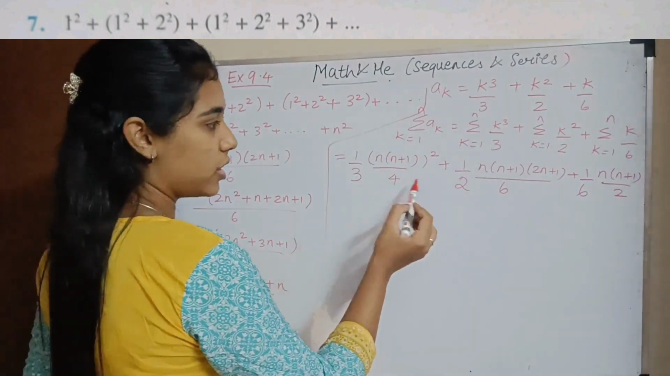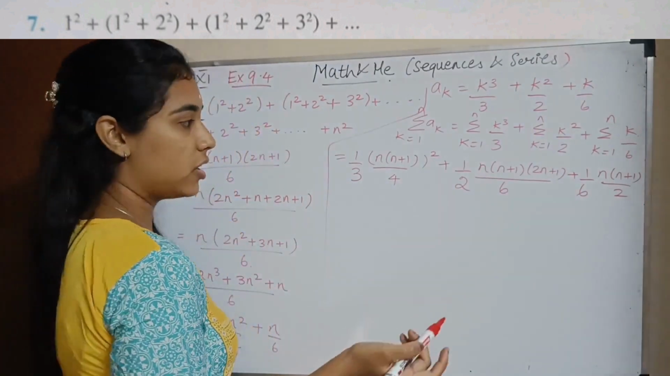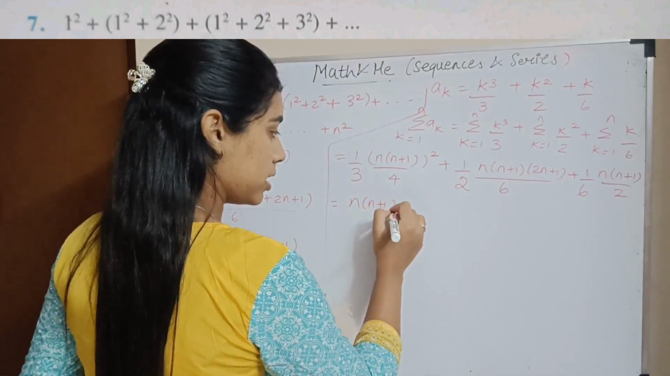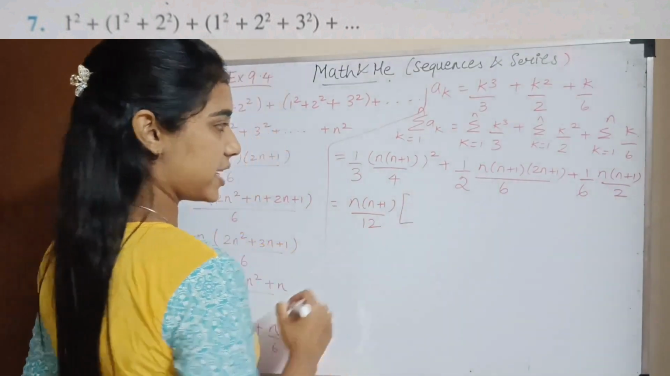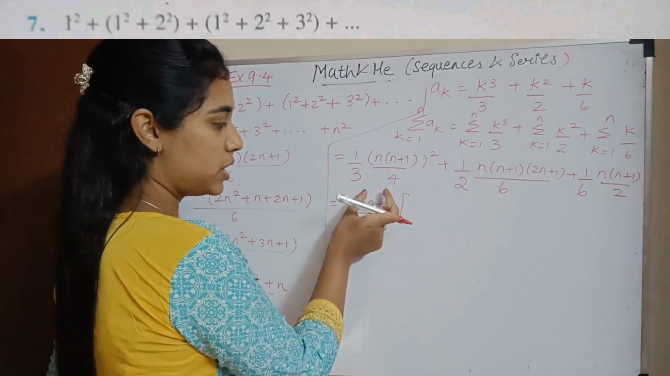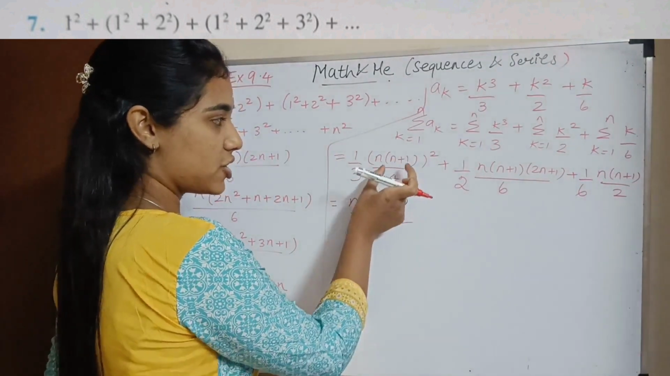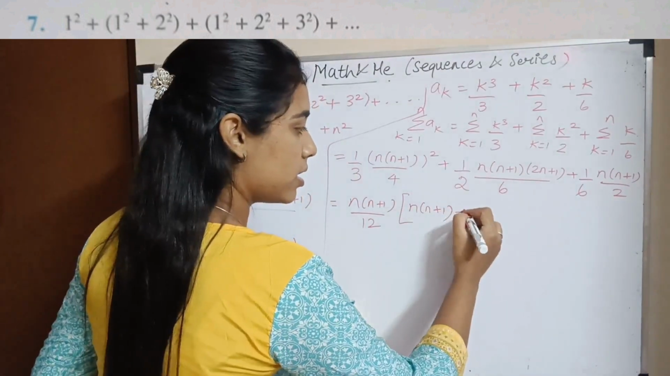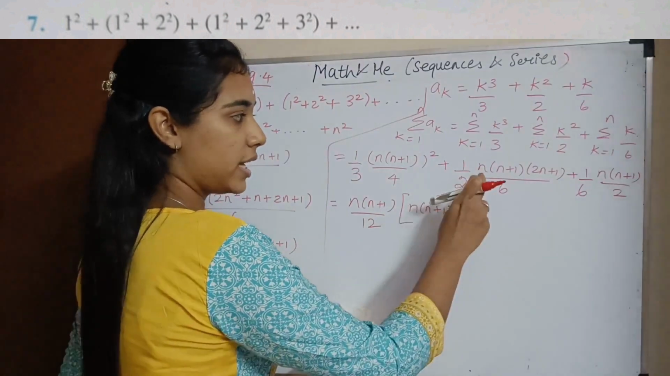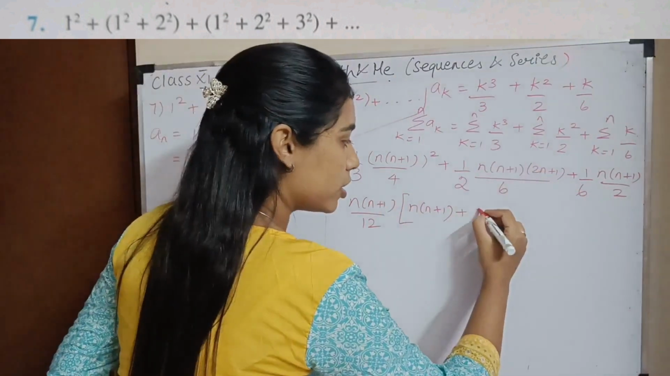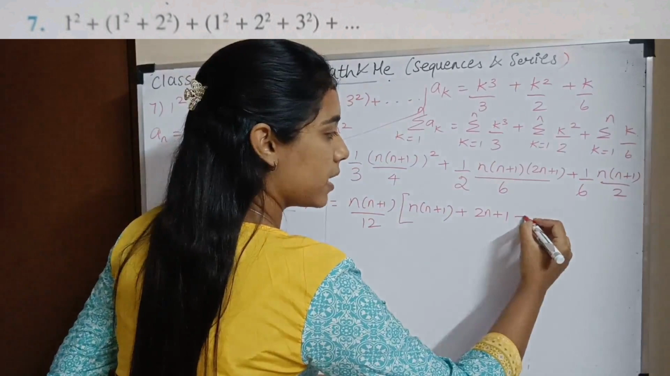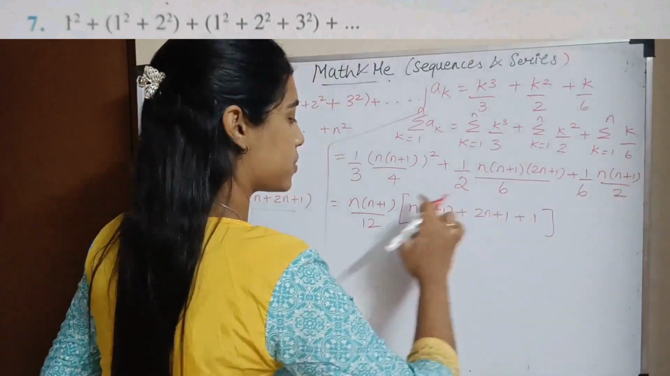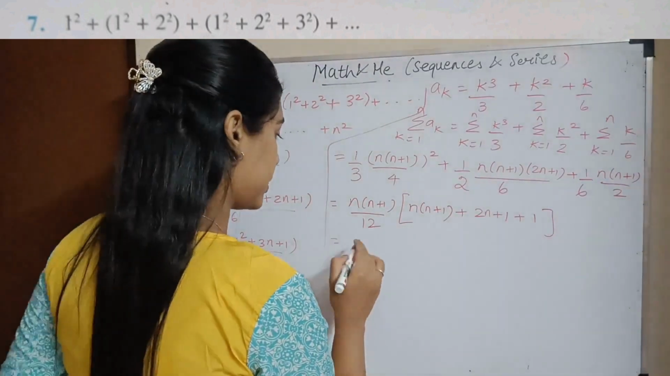So, I see that my denominators are all 12. So, I need not take the LCM. So, when I take n into n plus 1 divided by 12 outside, what am I left with in the first term? n into n plus 1. I have another n into n plus 1. So I have n into n plus 1 plus, the 12 is taken out, n into n plus 1 is taken out, I am left with 2n plus 1 plus, I am left with 1. So what do I have?